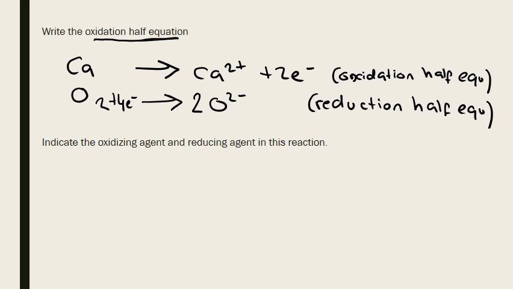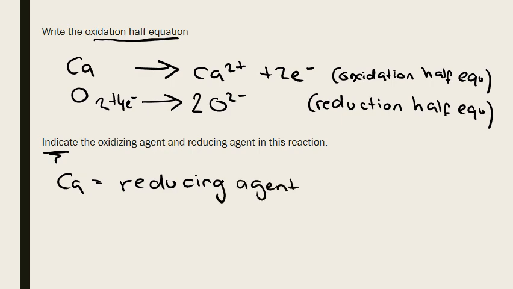Indicate the oxidizing agent and the reducing agent in this reaction. It says indicate, so we do not justify. Calcium is the reducing agent, and O2 is the oxidizing agent.